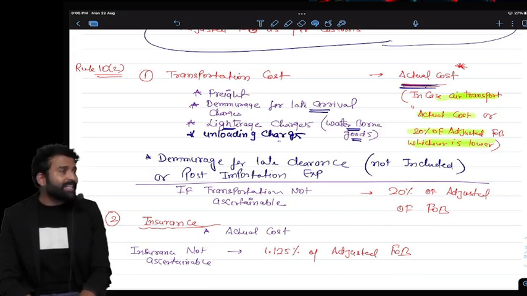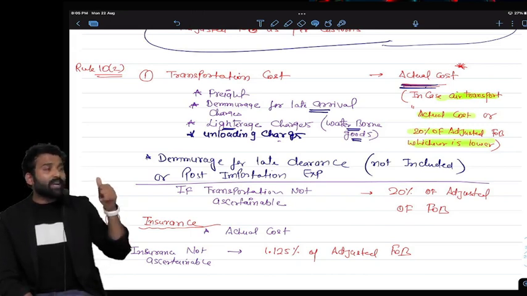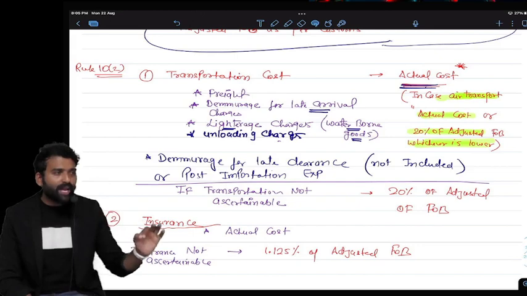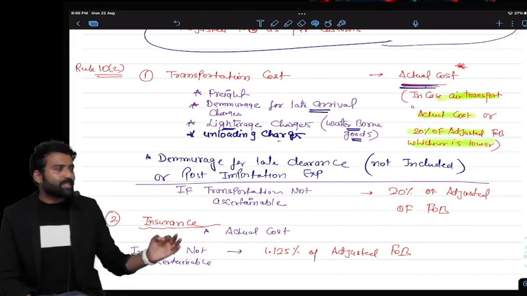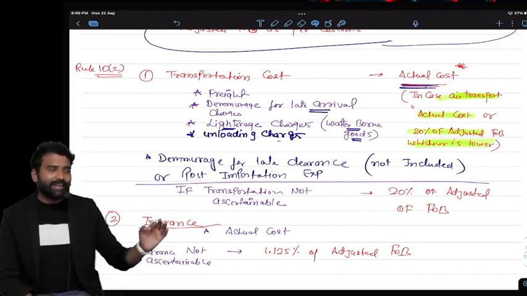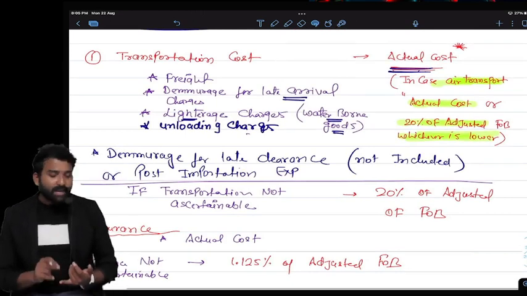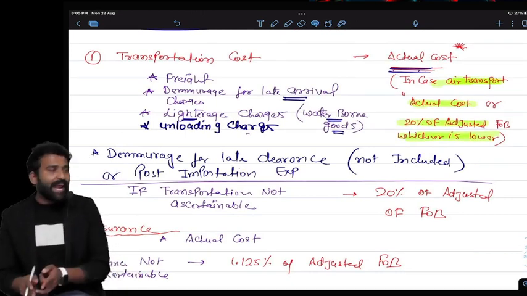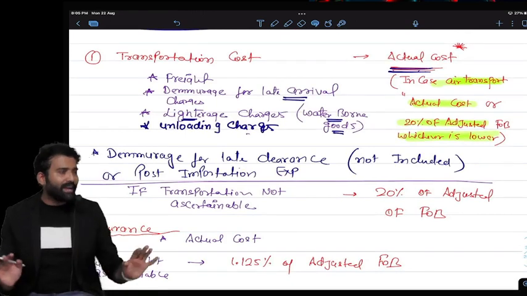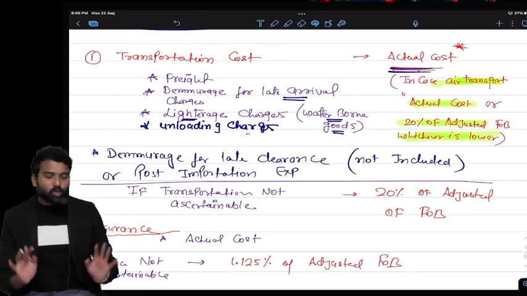But look at the question. If the demurrage charges for late clearance is given, don't add that. If post importation expenditures are given, don't add that. Only add freight, demurrage for late arrival, light rate and unloading charges. No cost other than these should be added.